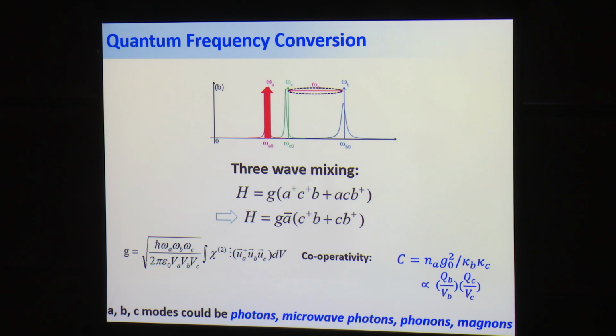I should mention that this ABC mode is not limited to photons. It could be microwave photons, optical photons, or magnons. As long as they're coupled, as long as you have three-wave mixing, you can make this converter work. And that's why you can use the same Chi2 nonlinearity to make microwave-to-optical converters. And we also work on magnon and photon-based platforms.